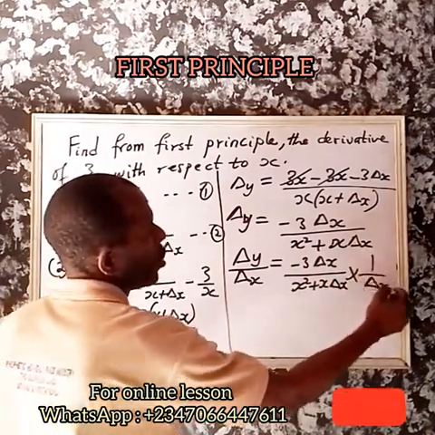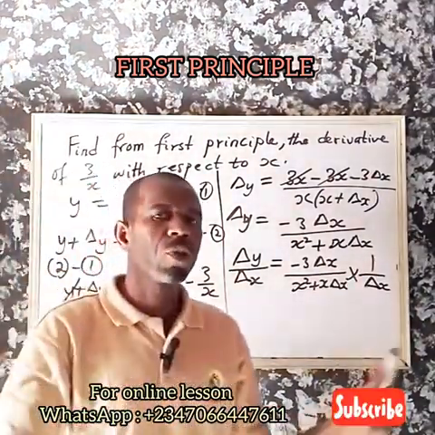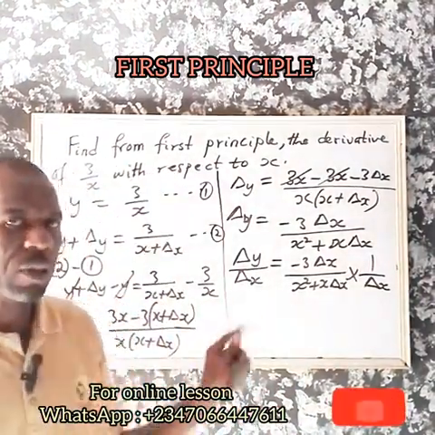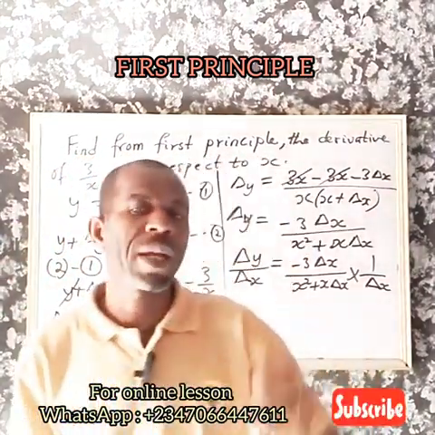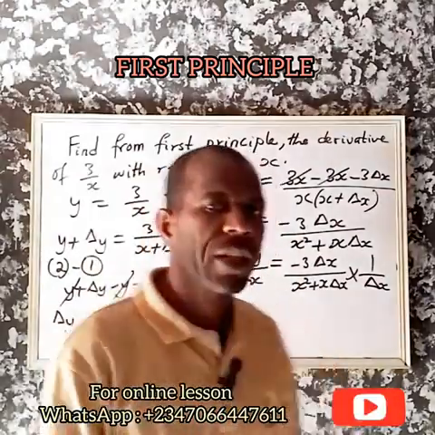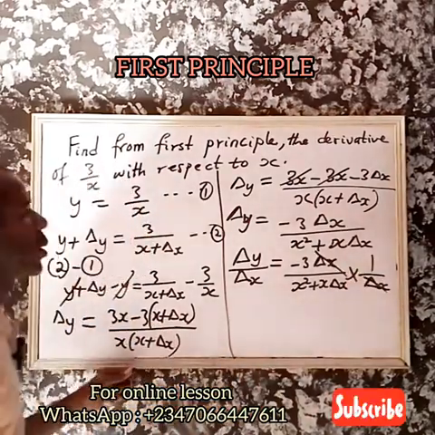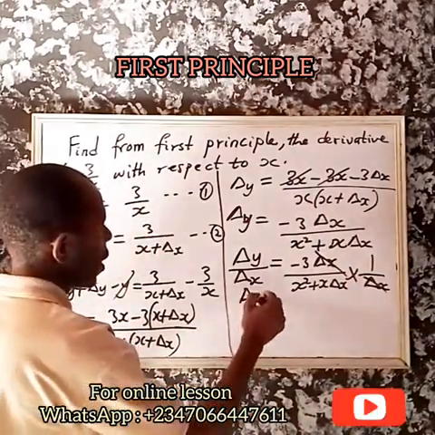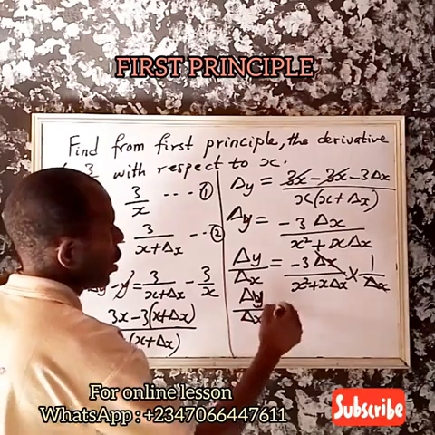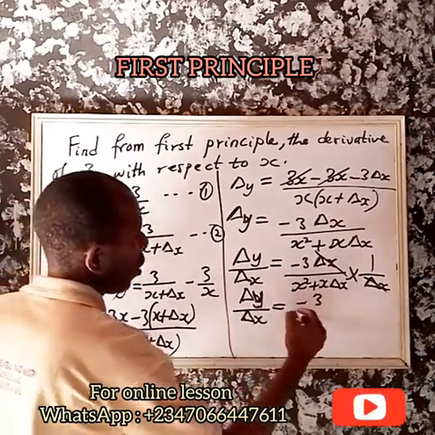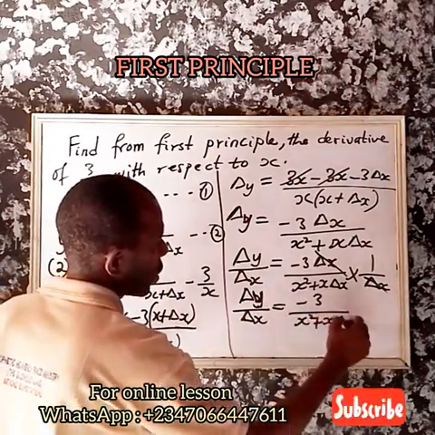So whenever you are dividing by anything, it means you are taking 1 all over that thing to multiply whatever you are dividing. Just take note of that in mathematics. For example, I want to divide 10 by 5. It means I will multiply 10 by 1/5. That is the basis. So here, that delta x can cancel out, right? So that we have delta y over delta x equal to negative 3 all over x squared plus x delta x.